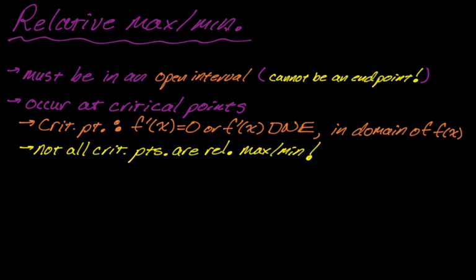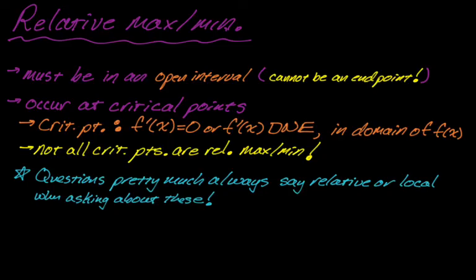Another really important idea is that not all critical points are going to be relative maximums or minimums. We're going to have to figure out if it's a maximum or a minimum. Now, sometimes people wonder, how do I know if I'm supposed to be finding a relative max or min or an absolute max or min? Well, going through basically every AP exam, I can say somewhat confidently, though not 100% confidently, questions pretty much always will say relative or local maximum or minimum when they're asking about relative maximums or minimums. You could contrast that with when they're asking for an absolute max or min. Sometimes they say absolute, sometimes they don't. But if they're talking about a relative or a local max or min, they will say it.